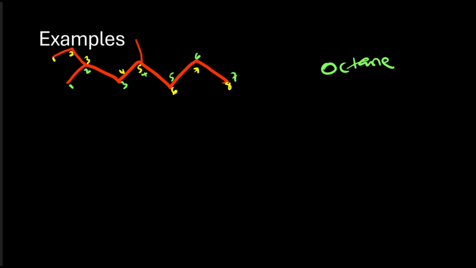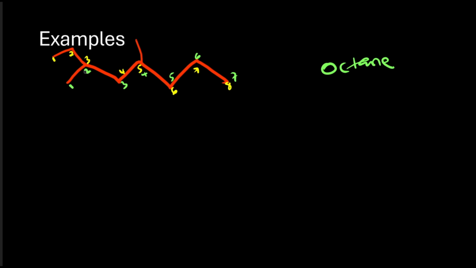And so we have an octane here. So let's try and then identify the substituents on this longest chain. So we have a substituent here, and then we have another one here. So these two substituents are all methyl.